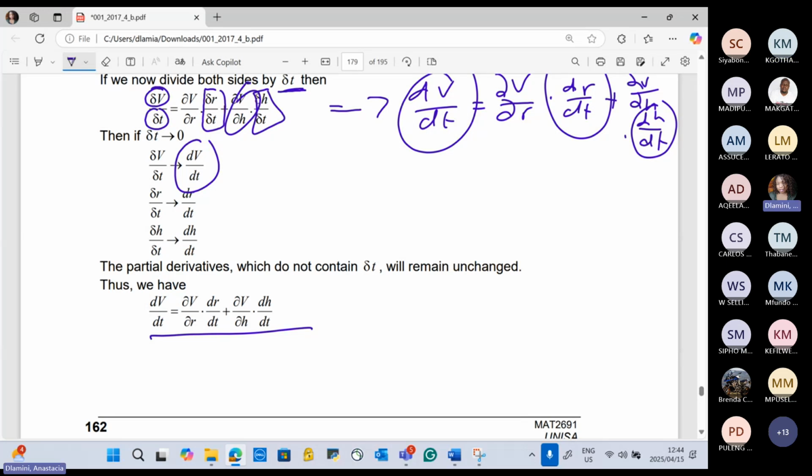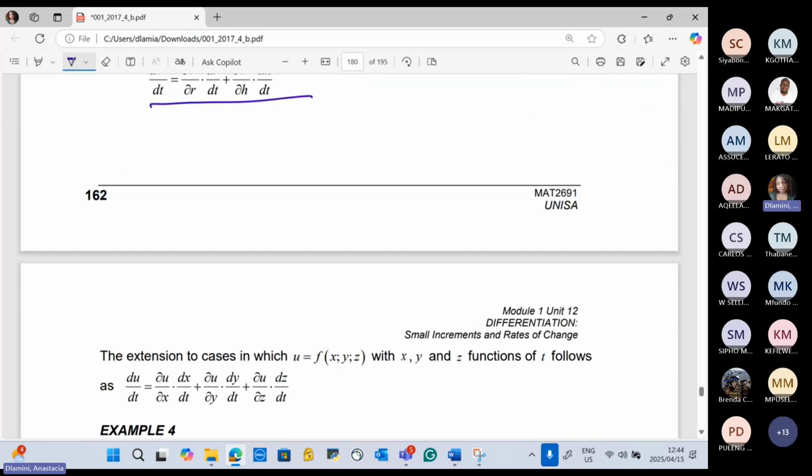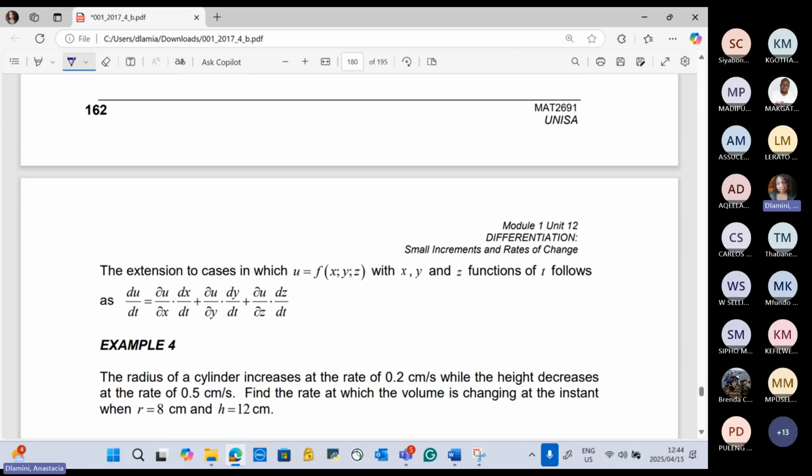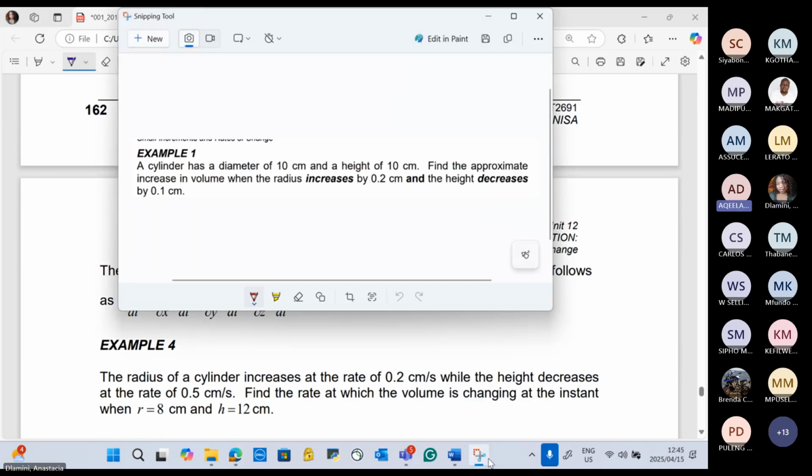Yes, ma'am. So they're saying the rate at which the volume is changing is given by that. Oh, this thing is nice and easy. It means that if you have a function u that has x, y, z, t, and whatever, then the rate of change in u will be the partial derivative of u with respect to x times the rate of change of x, plus the partial derivative of u with respect to y times the rate of change of y, plus the partial derivative of u with respect to z times the rate of change in z. Are we all together in the same boat? Yes, ma'am.